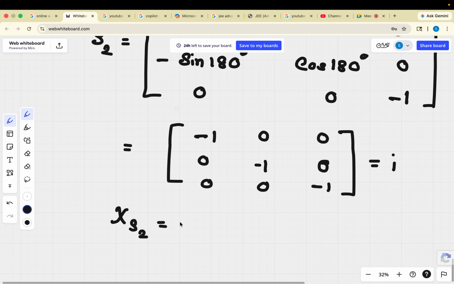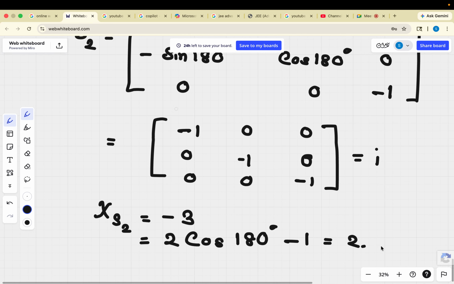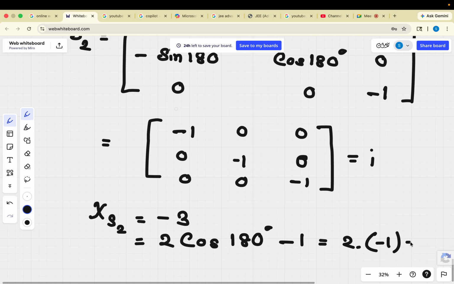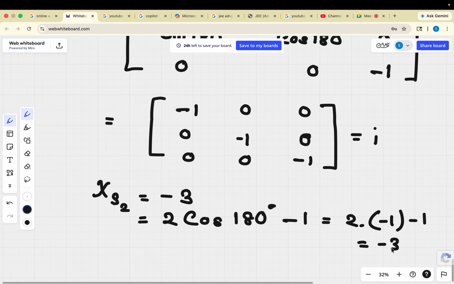And if you want to find out the chi S2 value, you can sum up the diagonal, that is minus 3, or you can do it by the formula also, 2 cos theta minus 1. So here it will be 2 cos 180 degrees minus 1. Put the value, so it will be 2 into minus 1 minus 1, so you are getting minus 3.